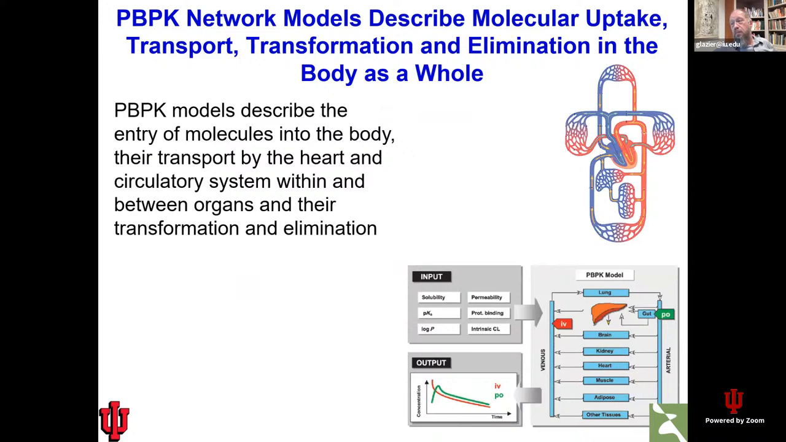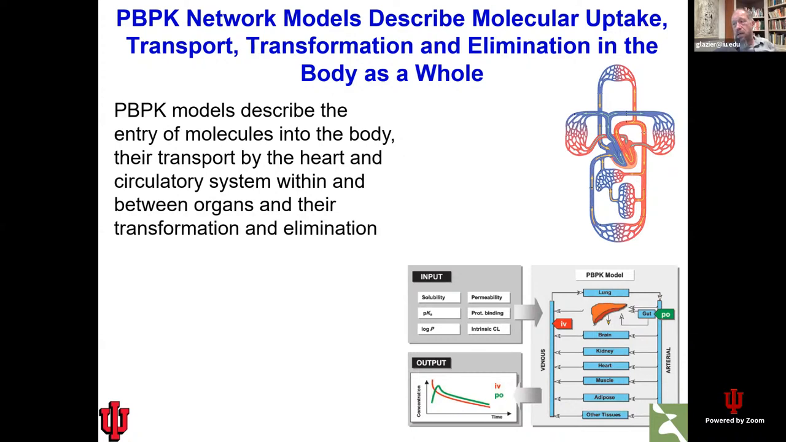The classic PBPK model has, as I mentioned, a very simplified box diagram where you have a box that says brain, a box that says kidney, a box that says heart, a box that says muscle, a box that says fat, other tissues, lung, and you have the flow modeled. And what you want to know is what the volume of each organ is, what the flow of blood in and out of that organ is, and whether the chemical is leaving the blood into the tissue. You want to know how that works.